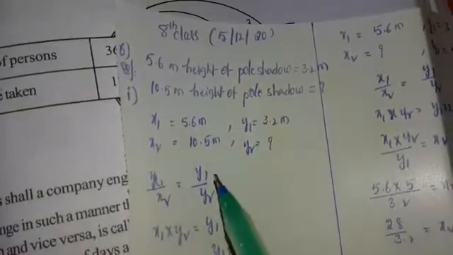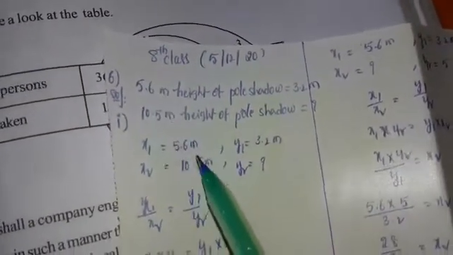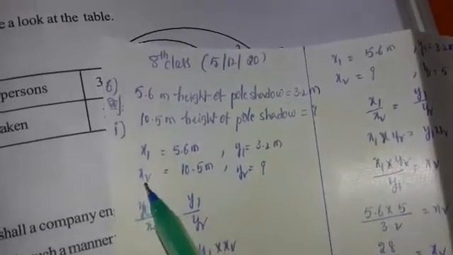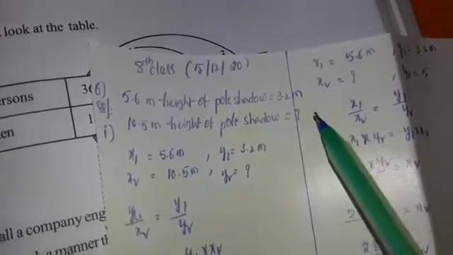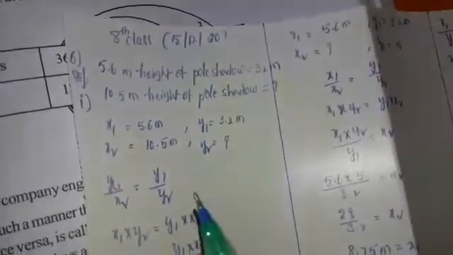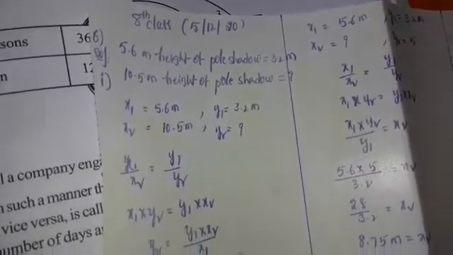So we have to take x1 by x2 is equal to y1 by y2. What is the x1 value? 5.6 meters. What is the y1 value? 3.2 meters. What is the x2 value? 10.5 meters. What is the y2 value? It means the second pole's shadow. So the formula is x1 by x2 is equal to y1 by y2.